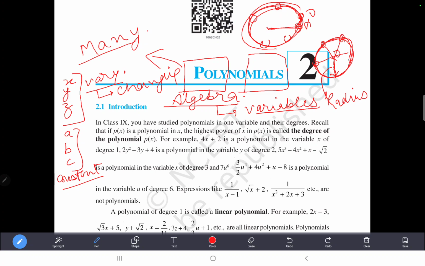So now you know the polynomials as you studied in the last class. See the example: 5x cube minus 4x square plus x minus root 2. This is here x. Let me write here 5x cube. I just took this piece here. It is called a term.